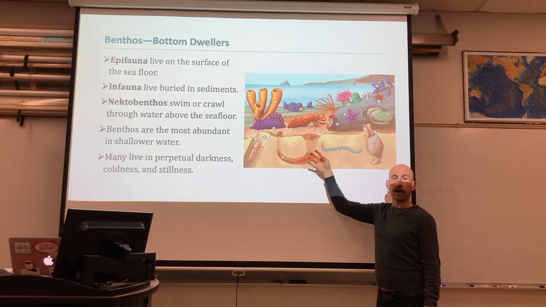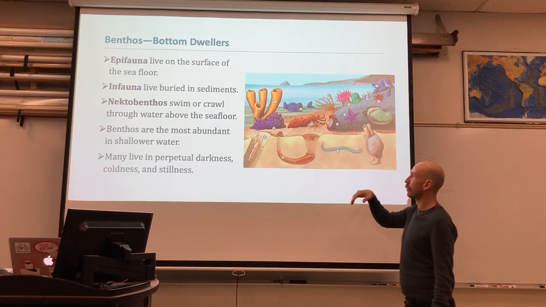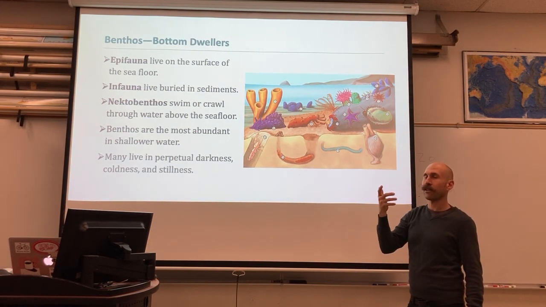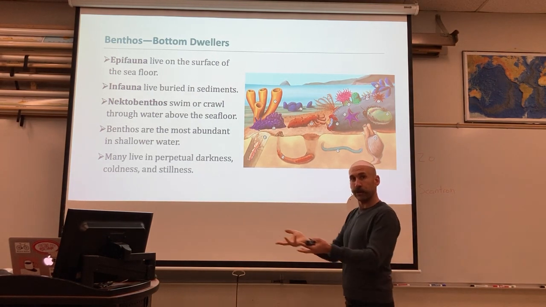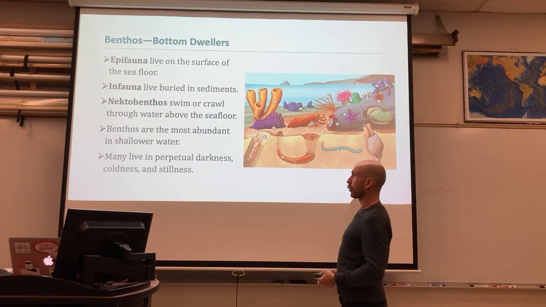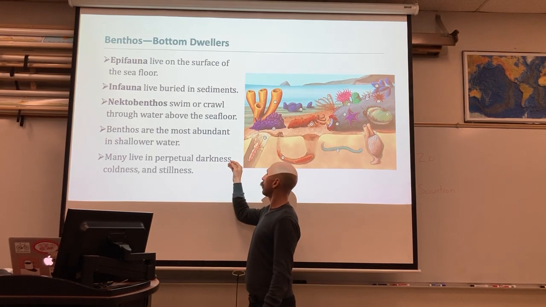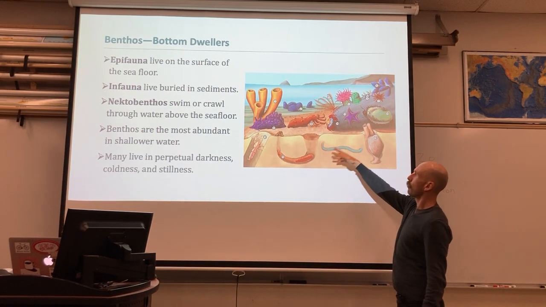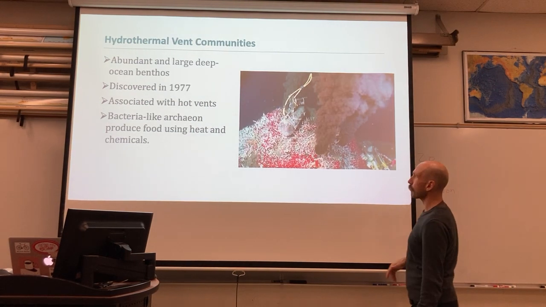Most benthos are abundant in coastal areas where there is warmer water and a larger range of diversity of environmental pressures, which would help move natural selection and evolution along. Some benthos live in the deep ocean, in the darkness, in the coldness, in the stillness, but most are going to be in these shallow water areas.